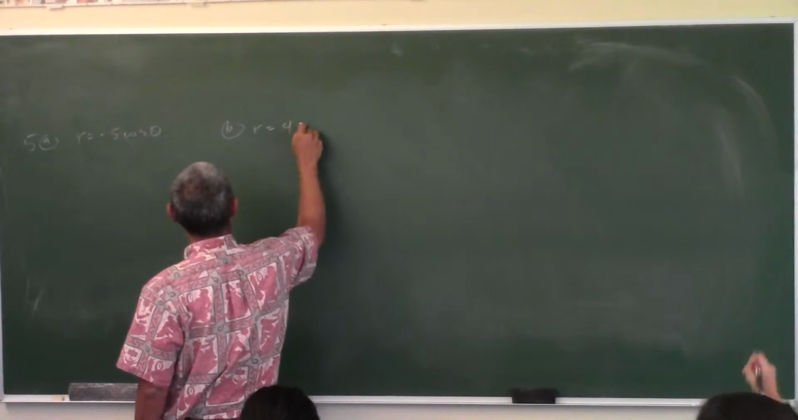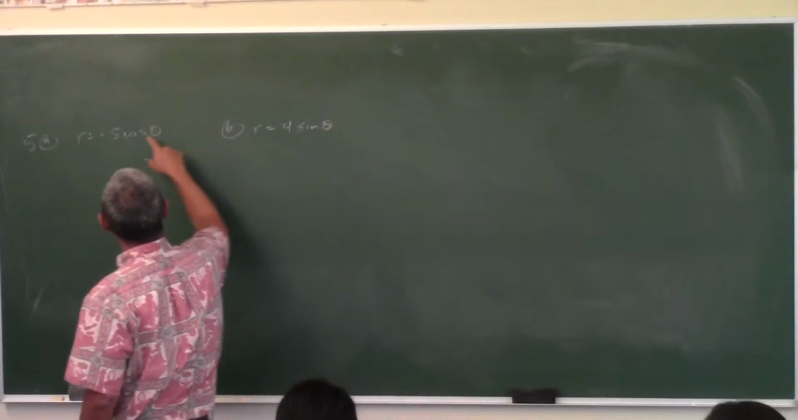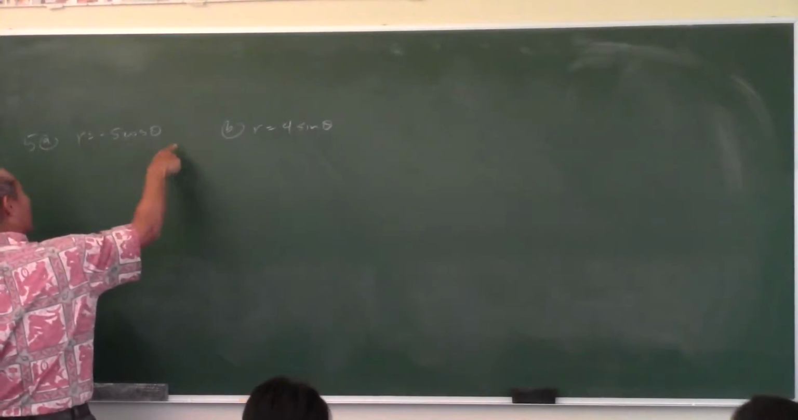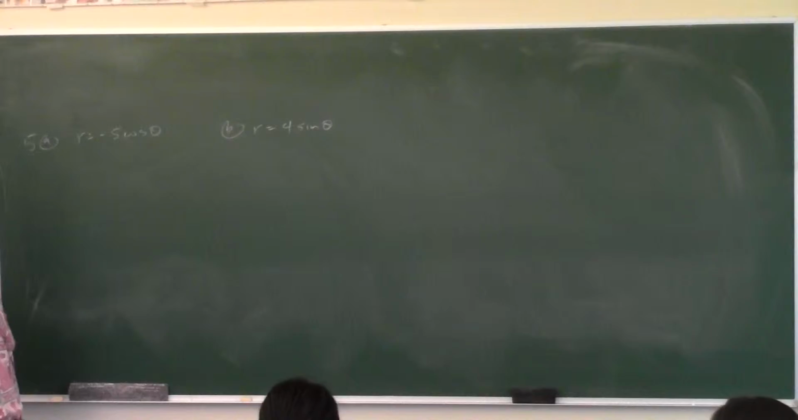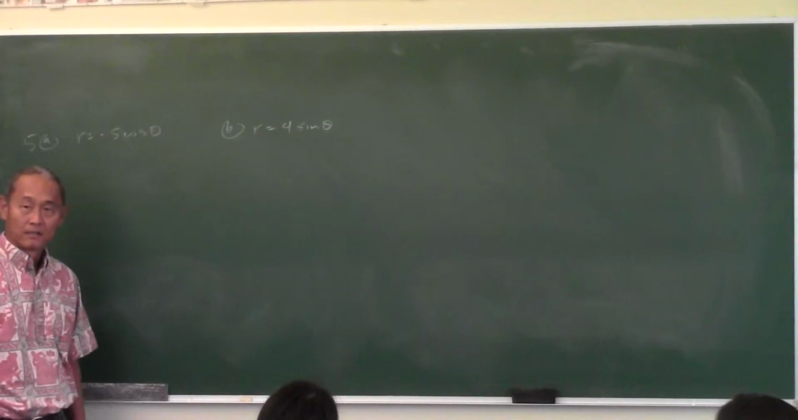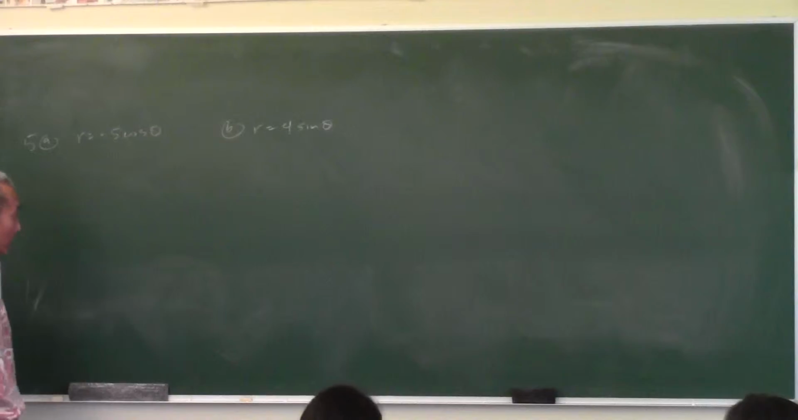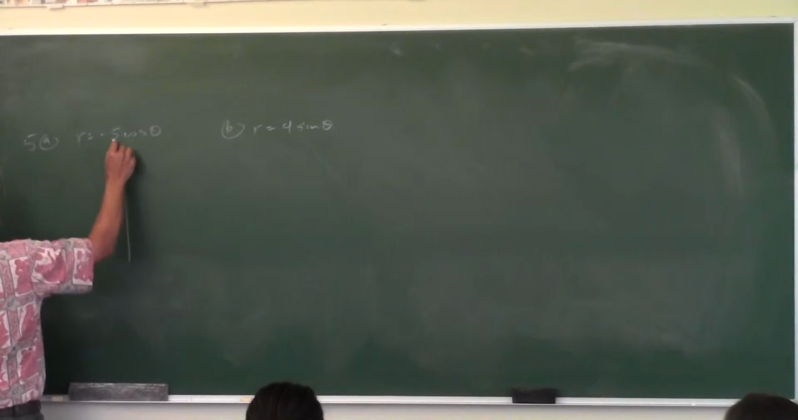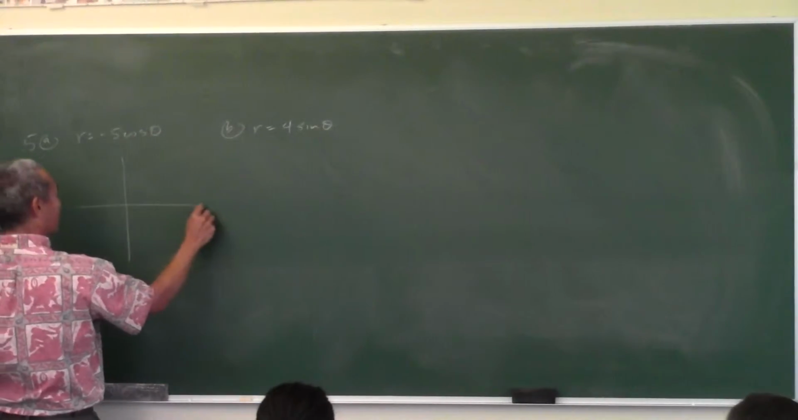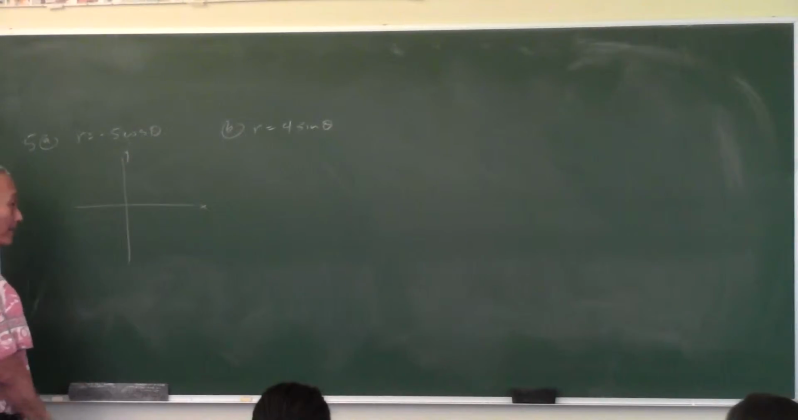R equals 4 sine theta. Anytime you have a number times cosine theta or a number times sine theta, what are these graphs going to be? It's a circle. Okay, it's a circle, and what's the significance of the number? It's the diameter.